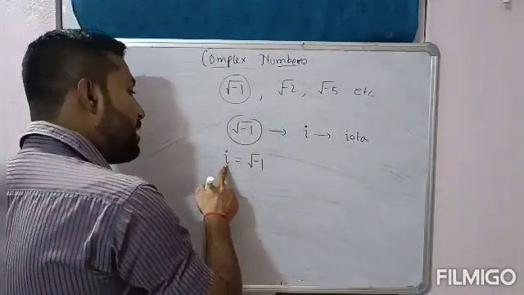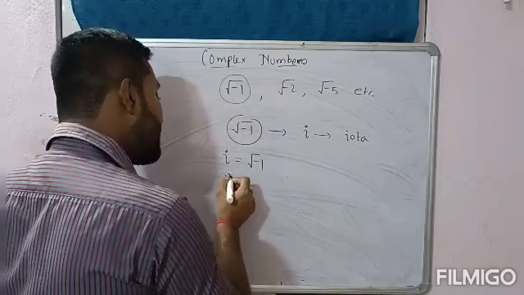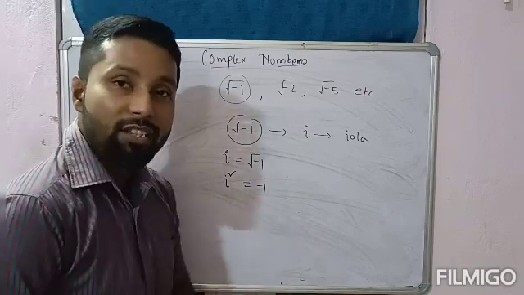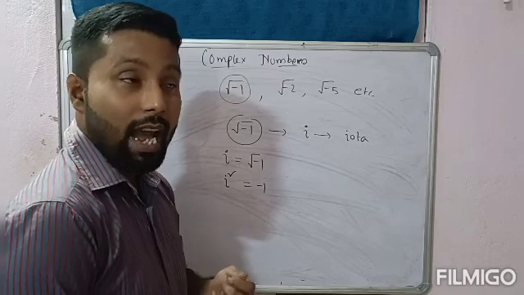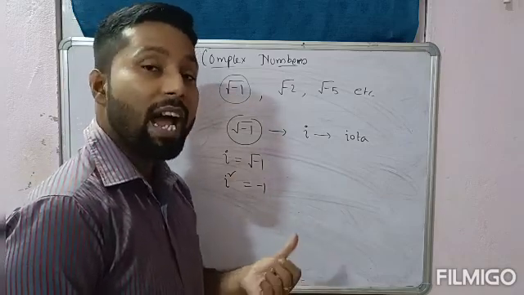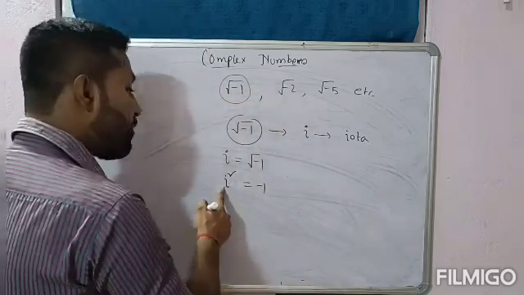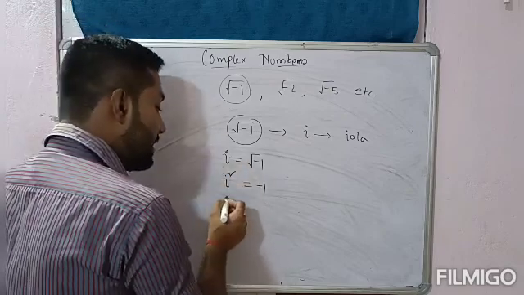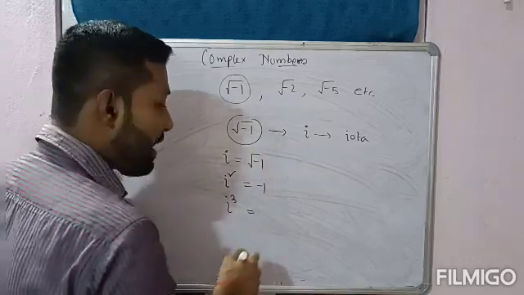So if the value of i is root over minus 1, then what will be the value of i square? Squaring on both sides, you will get the result. So the value of i square is minus 1. You have to remember this. The value of i, the value of i square, the value of i cube, even i to the power 4. If you know the value of i square and i, then you can find out the value of i cube also. Look at how to find the value of i cube.